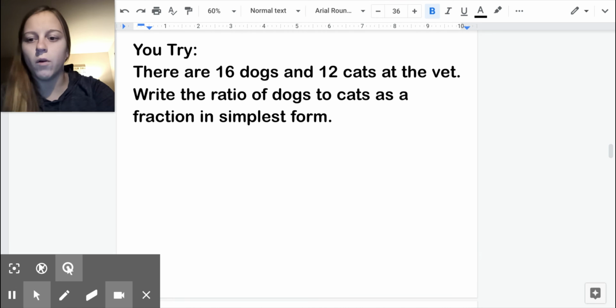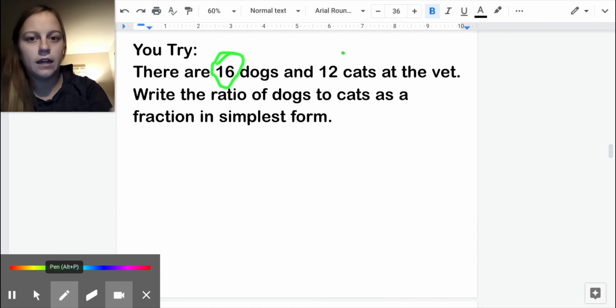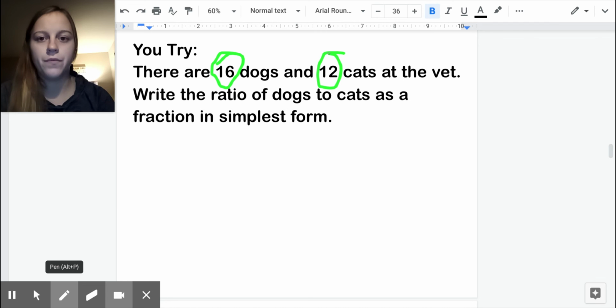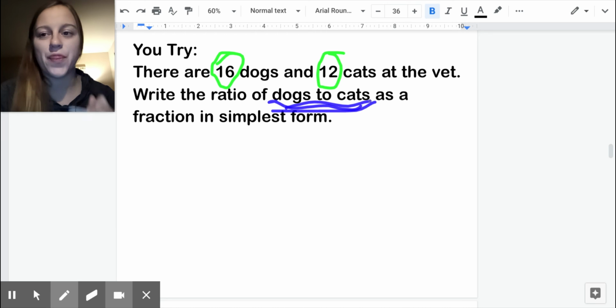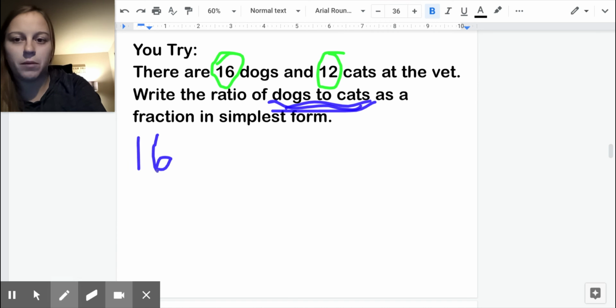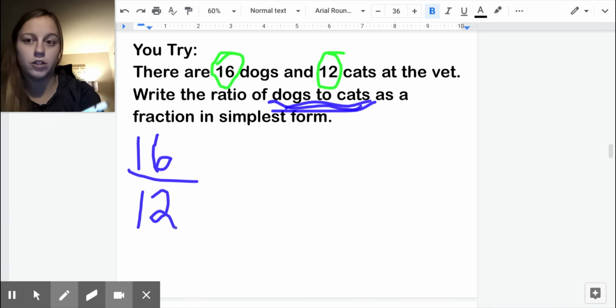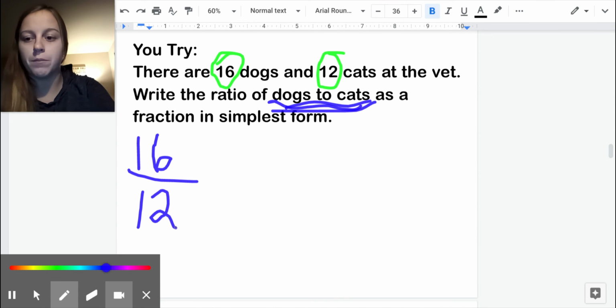All right, let's go ahead and go over this one. So we have 16 dogs and 12 cats at the vet. The ratio here is saying dogs to cats. That order matters. That statement right there, dogs to cats, means 16 is going to be my numerator and 12 is going to be my denominator because 16 dogs to 12 cats. Now I'm ready to simplify.